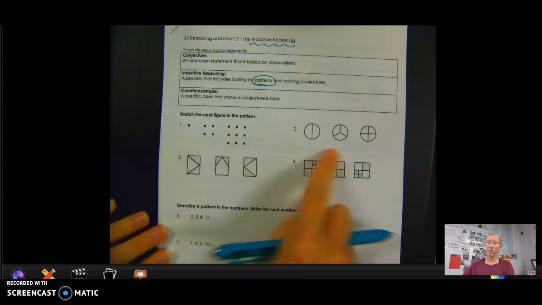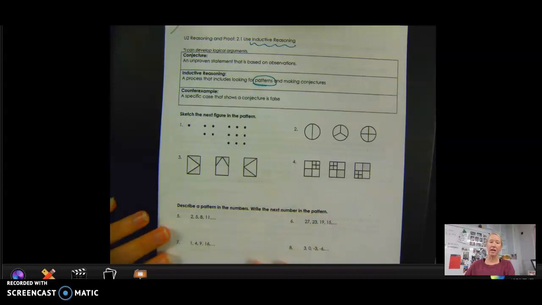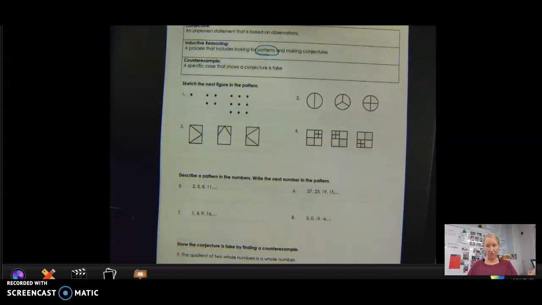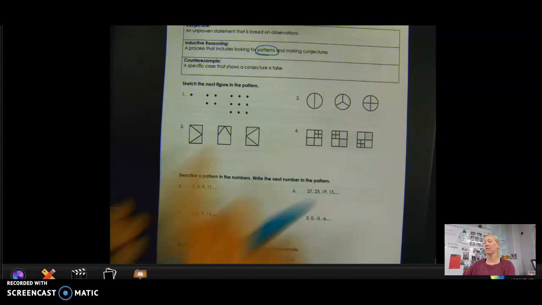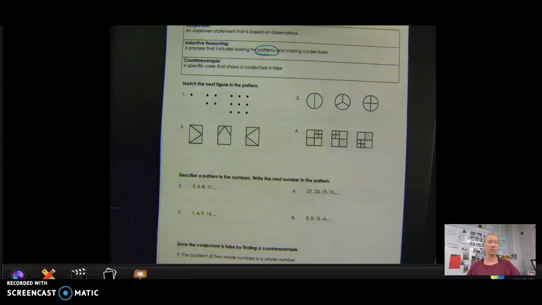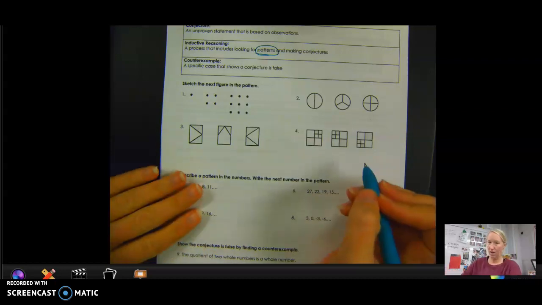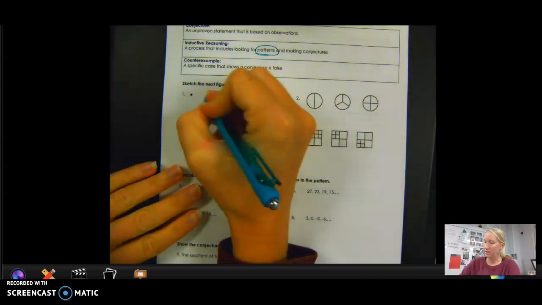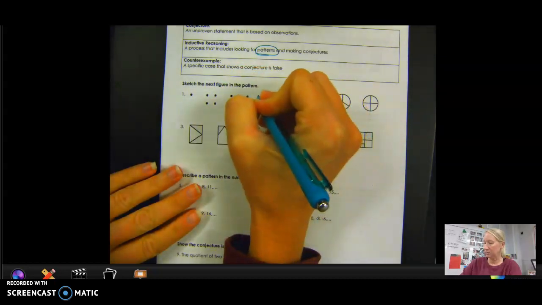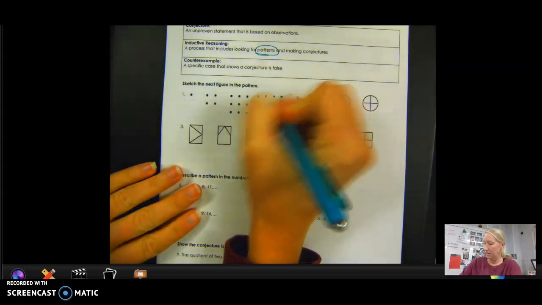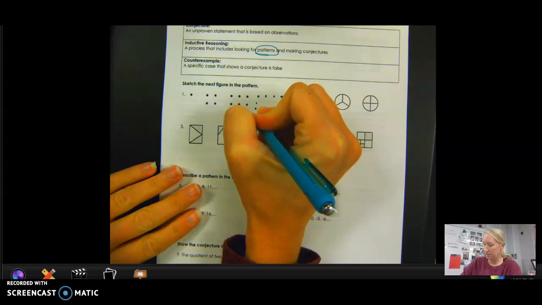Okay, on 1 through 4, I want you to pause me. And I want you to make a conjecture using inductive reasoning to say what the next picture in the pattern will be. Once you are finished with that, go ahead and unpause yourself. All right, this one, it goes 1 dot across, 2 dots, 3 dots. So the next one would be 4 dots and 4 dots down.